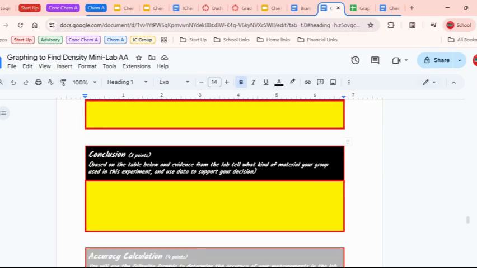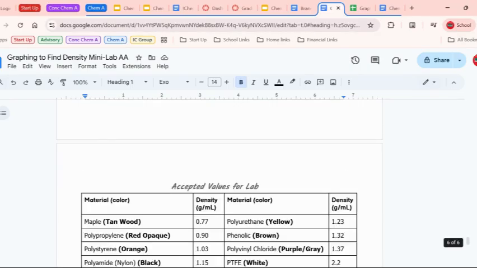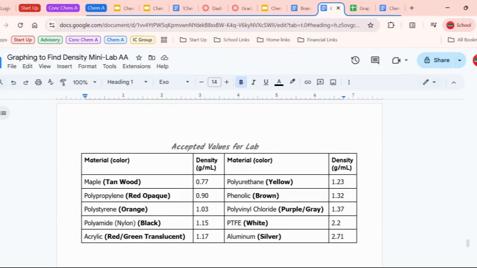So next, ladies and gentlemen, we get to our conclusion. Based on the table below and the evidence from the lab, tell what kind of material your group used in this experiment. Here is the table below. Here are the different materials: maple, polypropylene, polystyrene, polyamide, acrylic, polyurethane. These are the different substances.